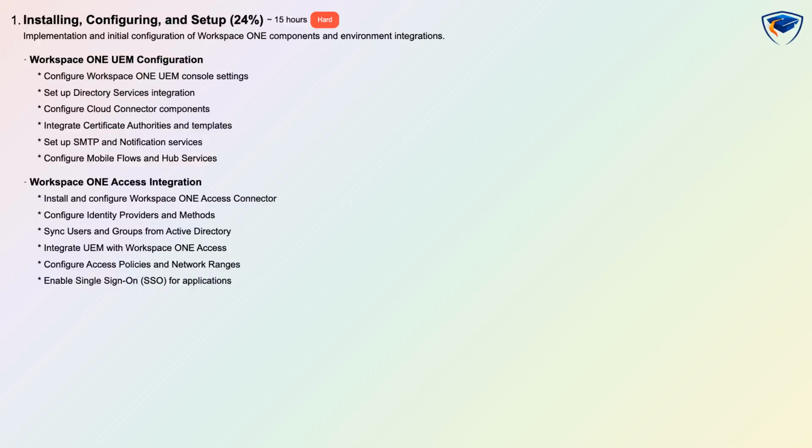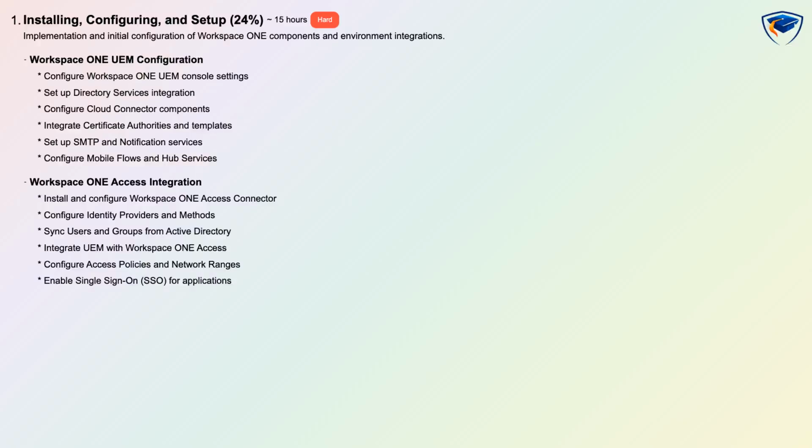You will also install and configure the Workspace ONE Access Connector, define identity providers and methods, sync users and groups from Active Directory, integrate UEM with Workspace ONE Access, set access policies and network ranges, and enable single sign-on for applications.